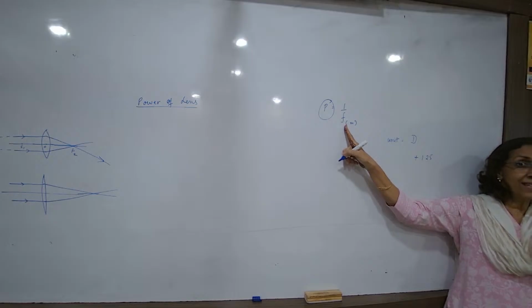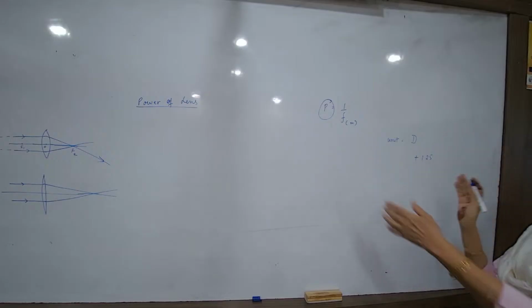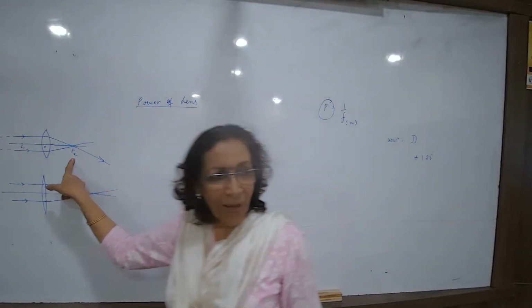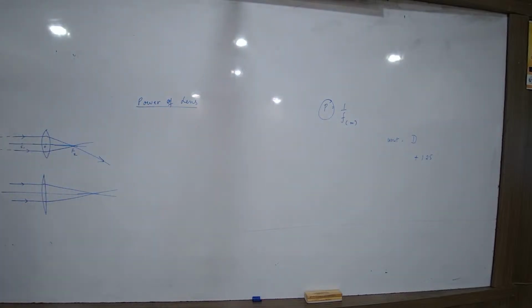If F is plus, where do we get F plus? Concave, convex? Where is F here? F is positive here. Did you understand? Focal length is positive, isn't it? If F is positive, that means it's using a convex lens.